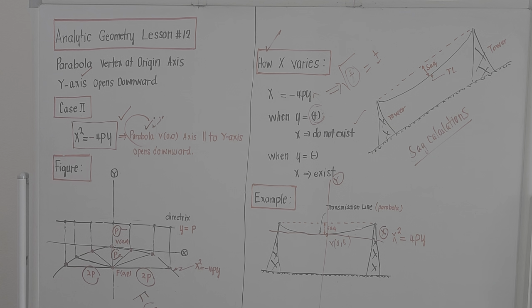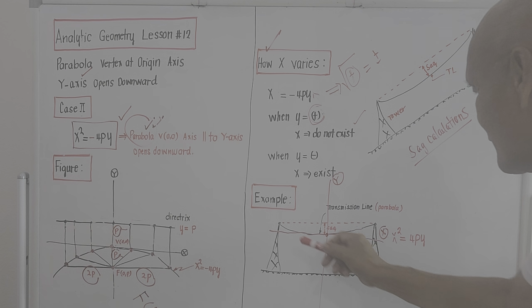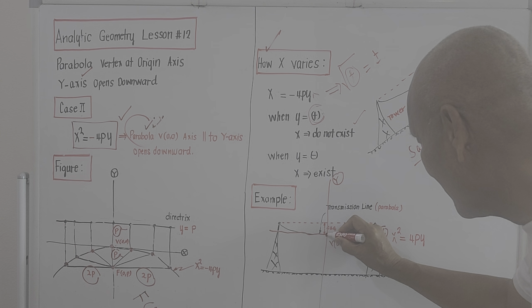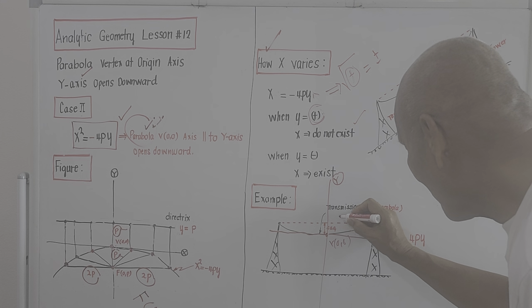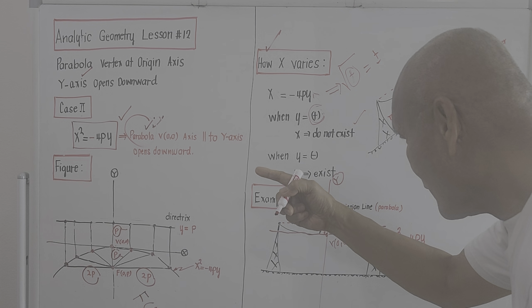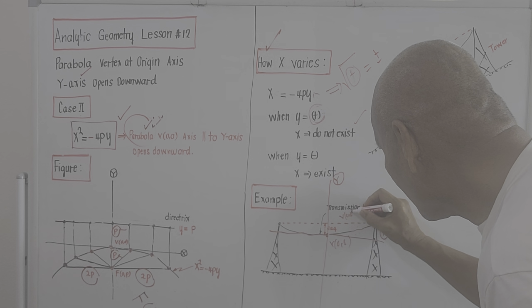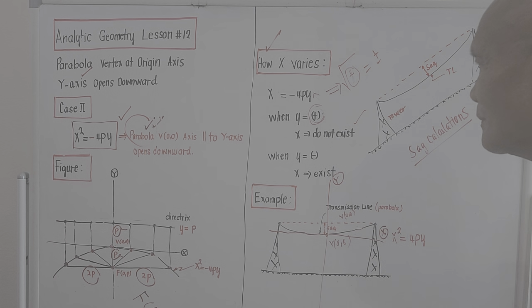You now know the importance of the parabola. This is the y-axis, this is the x-axis, this is the transmission line. The lowest point on the parabola is actually this point here, and that is referred to as the vertex. And for our lesson for tonight, we could place this one at 0, 0, something like that.